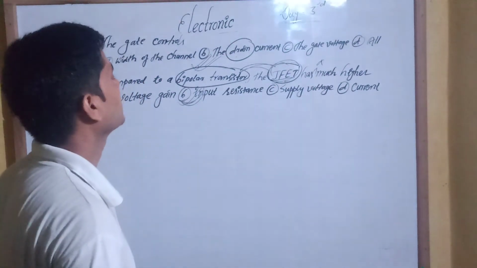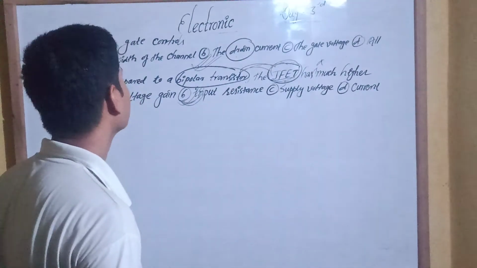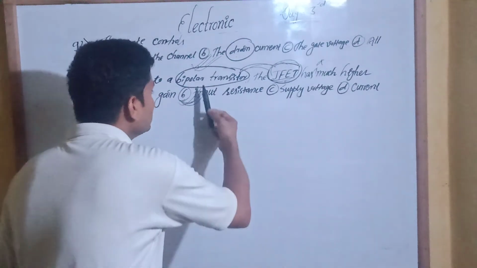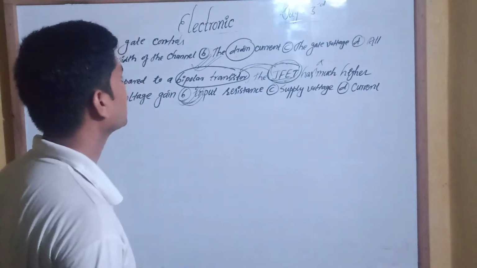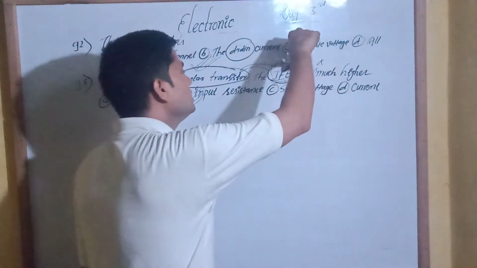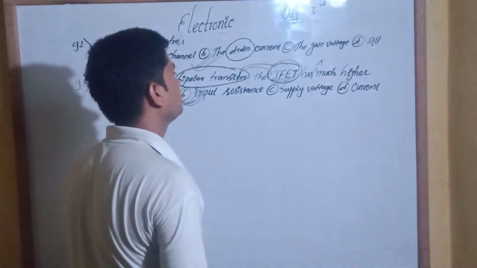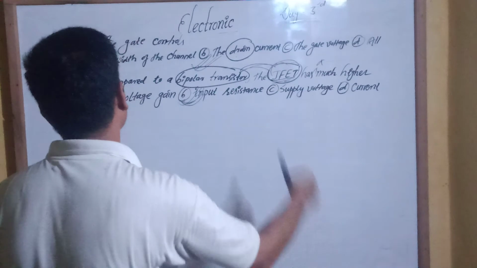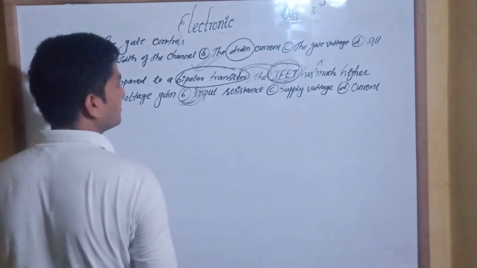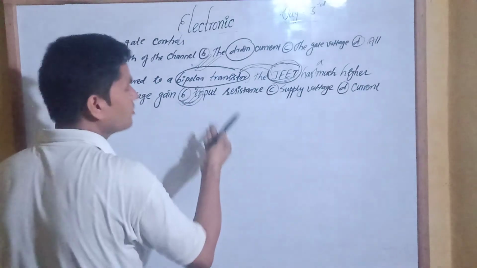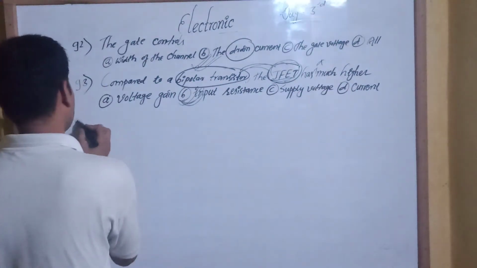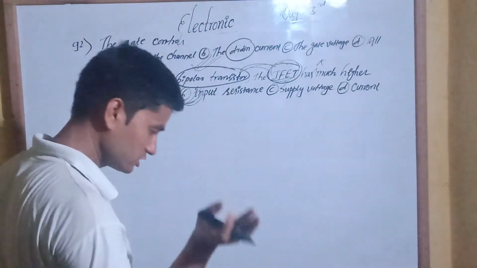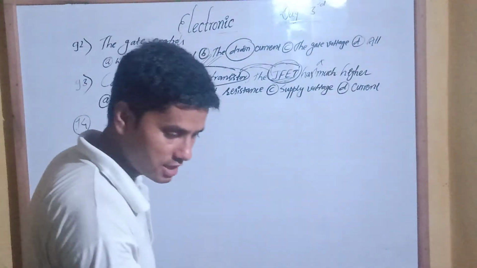There are different kinds of transistors: JFET, unipolar, and bipolar transistors. If we compare the bipolar transistor and the JFET, the input resistance is much higher in the JFET. Okay, I think now it is clear. If you don't understand, try to understand; try it yourself.